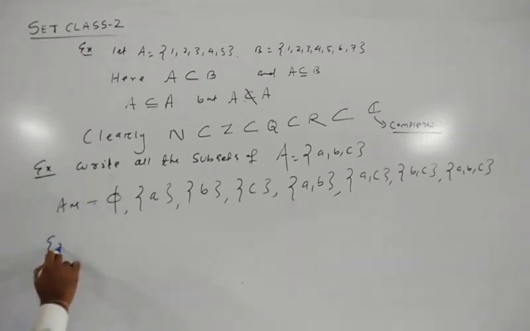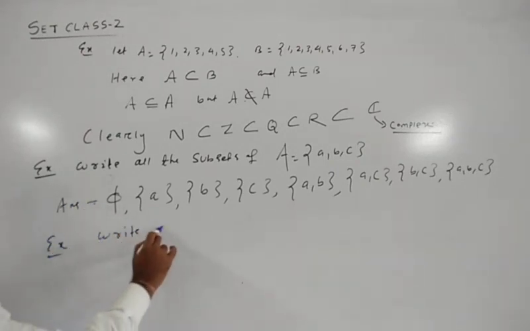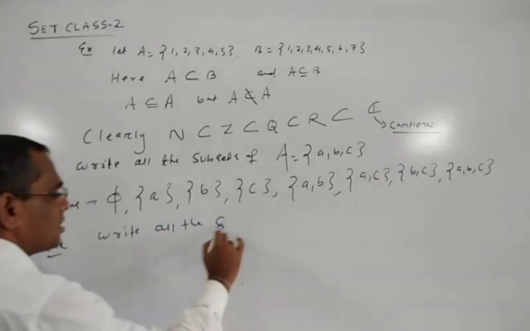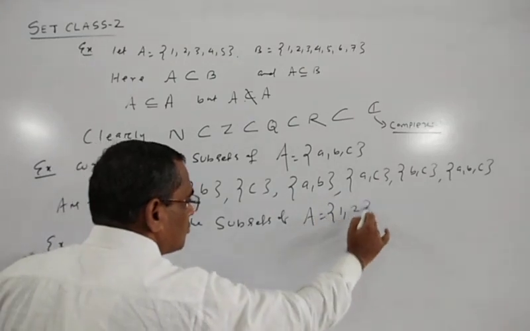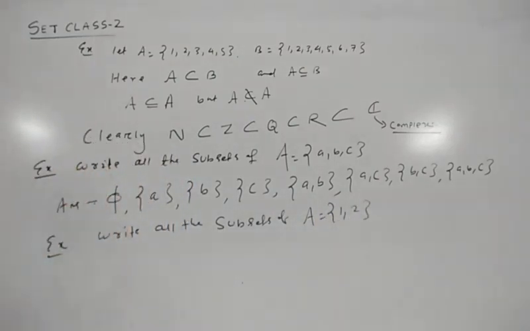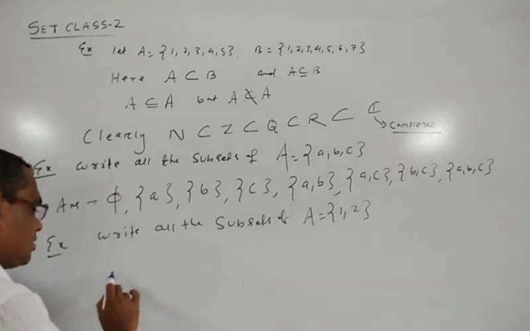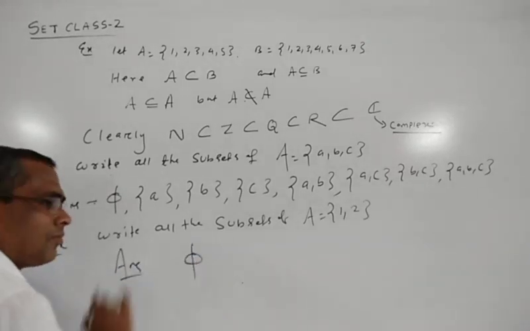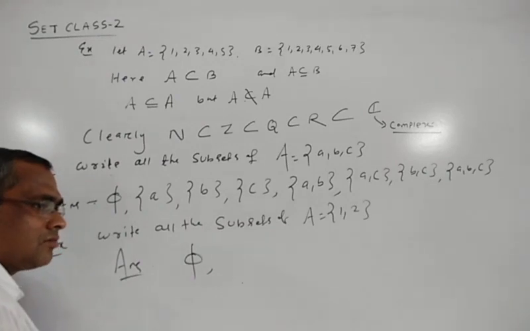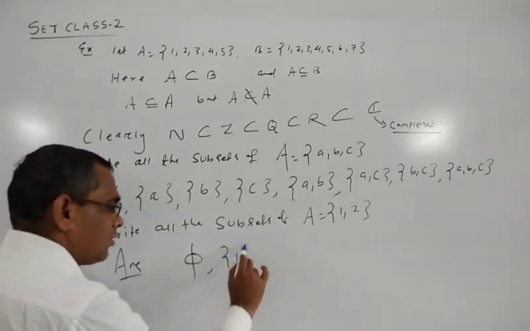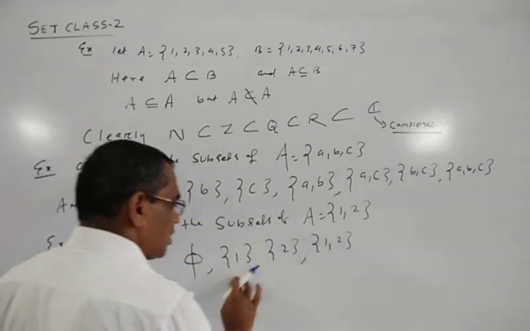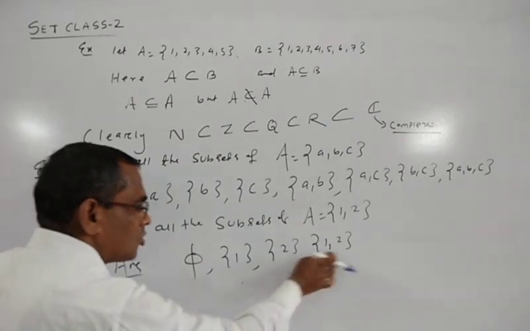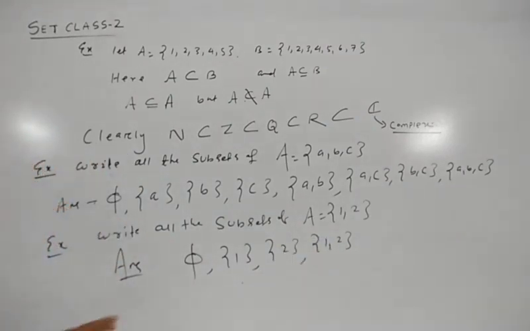Suppose you write all the subsets of set A is equal to {1, 2}. If we take a set containing 2 elements, what are the subsets? The subsets are: one is phi. Next we create a set containing one element: this is {1} and {2}. Next {1, 2}. So here how many subsets are there? There are 4 subsets.